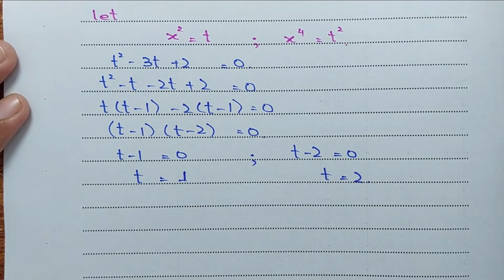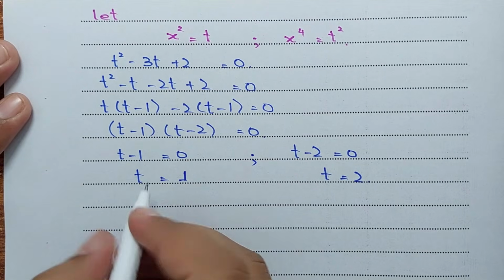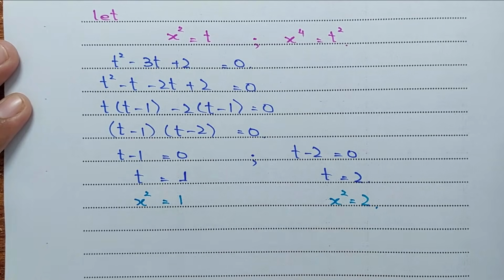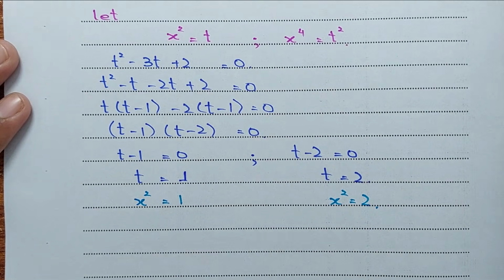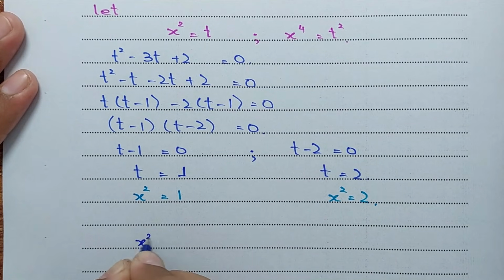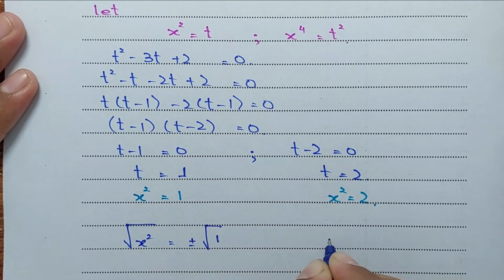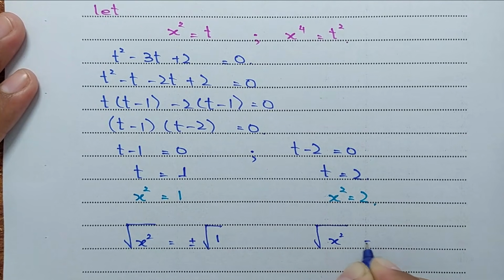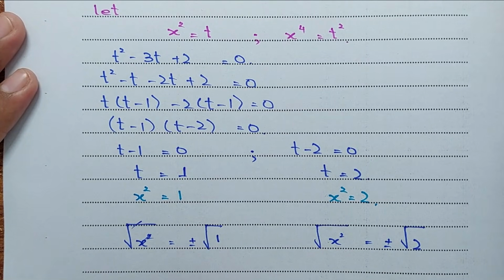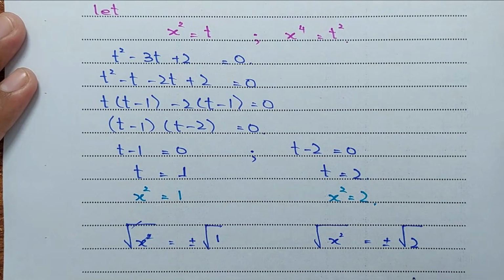Now put both the values back. Since we have supposed that t is x square, here x square is 1 and x square is 2. Now we take the square root on both sides to get rid of the square. So x square and the square root, this is plus minus root 1, and x square and the square root, this is plus minus root 2. So cancelled out. So here the x value is plus minus 1 and here the x value is plus minus root 2.